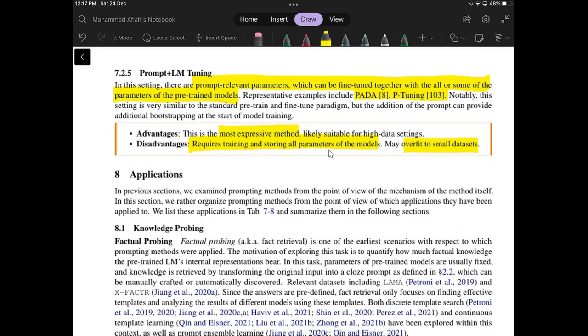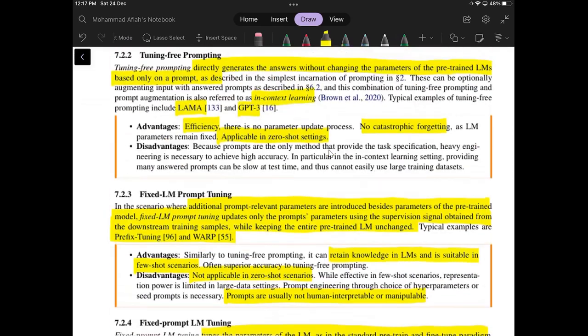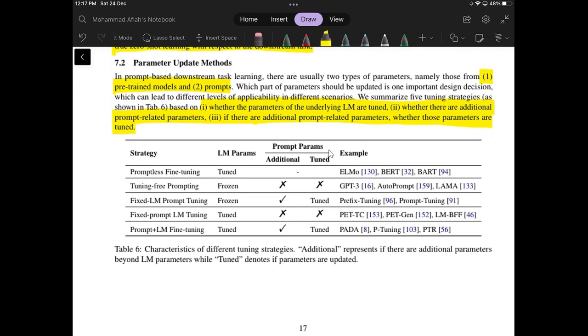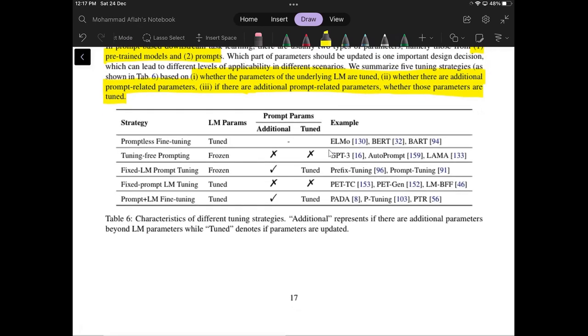So I think this is pretty clear now. What are these five different tuning strategies? Again, if you go back to the table, in promptless fine-tuning, your language model parameters are already tuned. You are not doing anything. You're just asking the MLM to fill in words. Then you have tuning-free prompting where nothing is tuned. Then you have fixed language model prompt tuning where your language model is fixed but your prompts are being tuned. Then you have fixed-prompt language model tuning where your prompts are fixed but your language models are tuned. And then you have prompt plus language model fine-tuning where both of them are tuned.